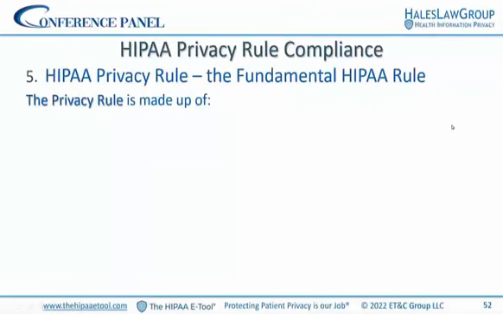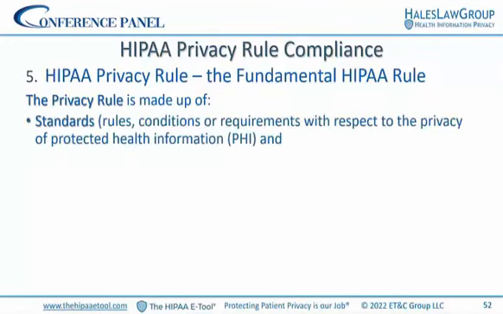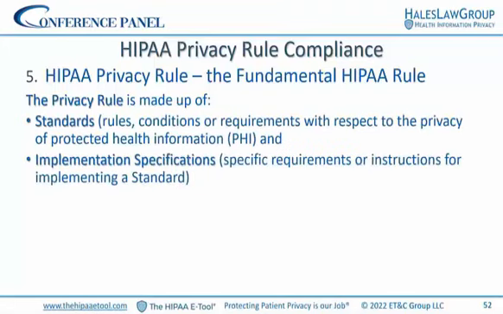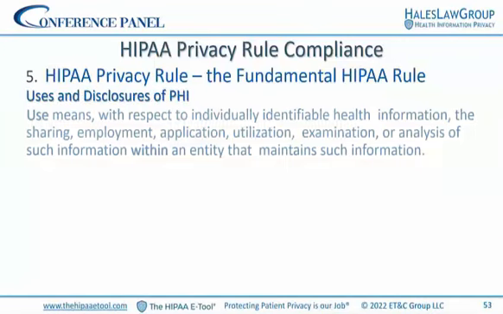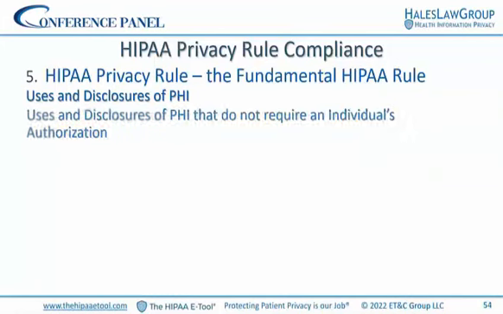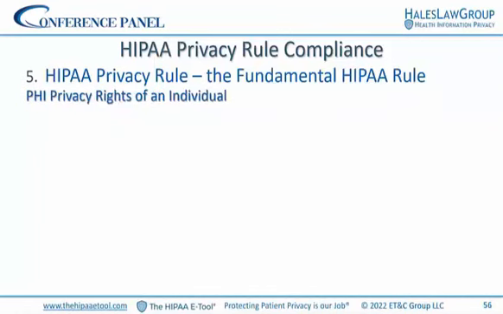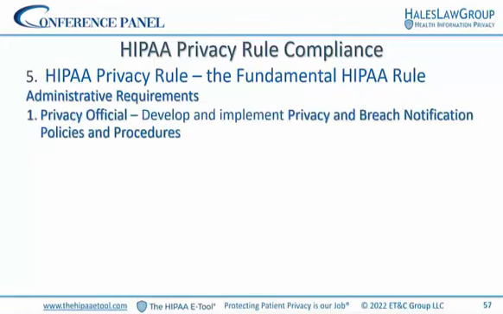The privacy rule is made up of standards, implementation specifications, and the privacy rule standards cover these three topics. Uses and disclosures of protected health information, the privacy rights of an individual. They have the right to receive a notice of privacy practices. And the administrative requirements of the privacy rule.